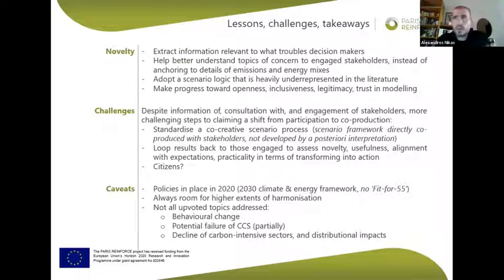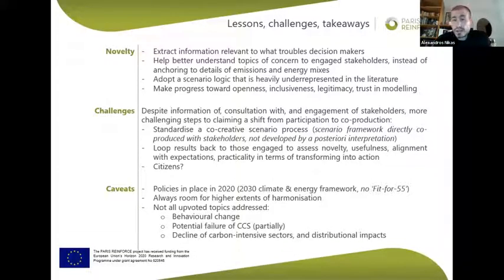But despite the progress there, we acknowledge that there's a long and challenging way to claiming real co-production of knowledge, which would at the very least entail a standardized co-creative scenario process. I'm reiterating here that the scenario frame was not directly co-produced with stakeholders; rather, we developed that after the event based on our interpretation of the discussions and how they moved. We should be able to loop results back to those engaged so that they could evaluate the extent to which the results were novel and useful, in line with their expectations, and practical, so they could transform into action.